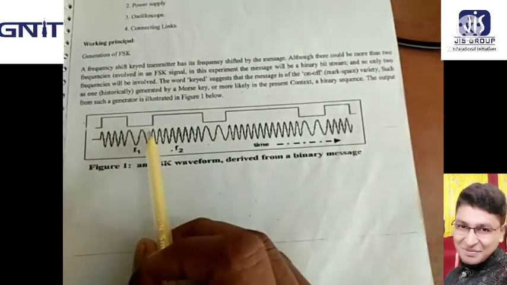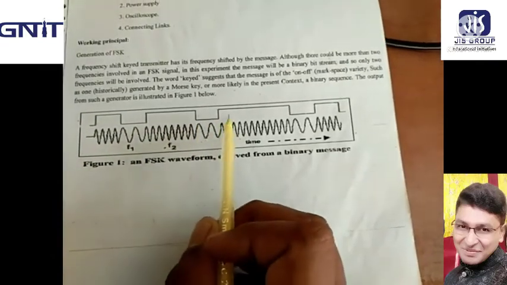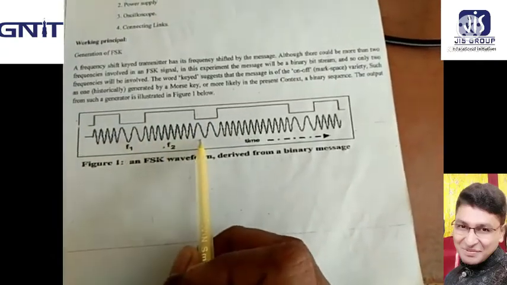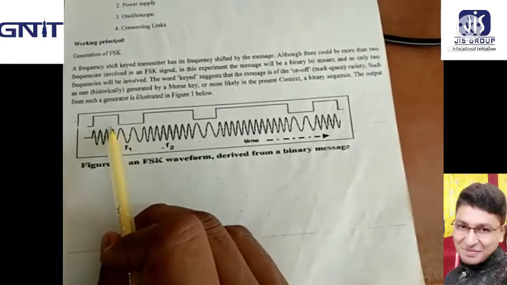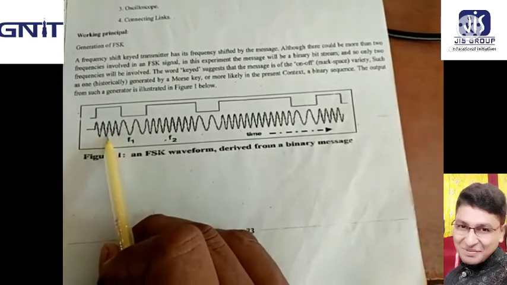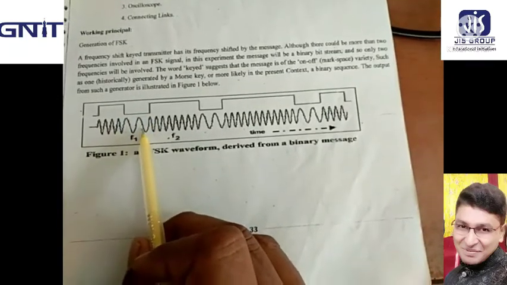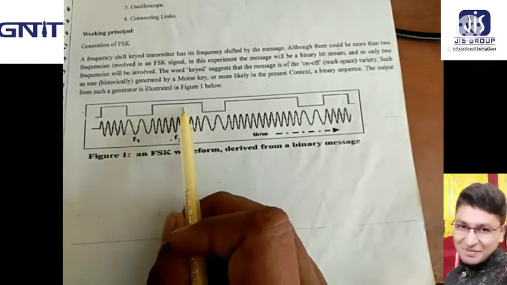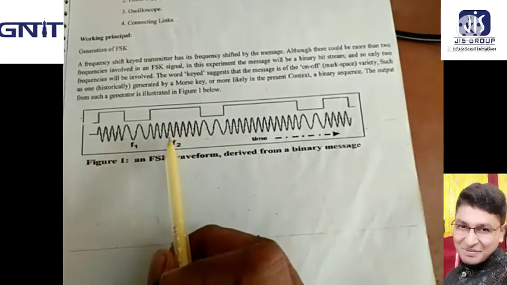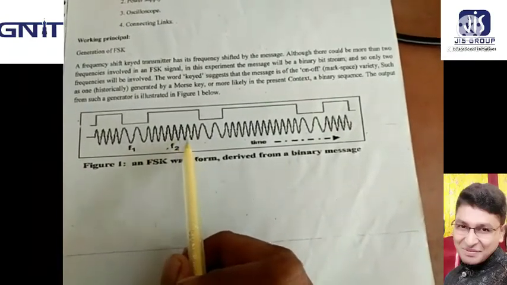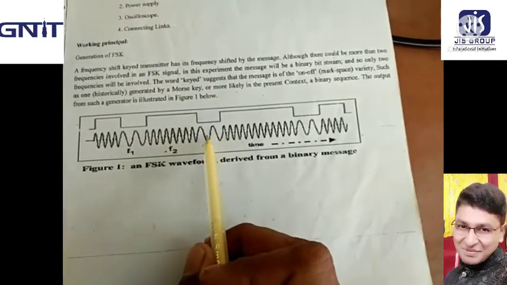This signal is the message signal, 1 0 1 1 0 like this, and this is our modulated waveform. When the input message signal is 1, the frequency is high, and when the message signal is low, the frequency is low. Again, when the message signal is high, that is active high, that is 1 1, the modulated output frequency is high, and again when the message signal is 0, the frequency is low.